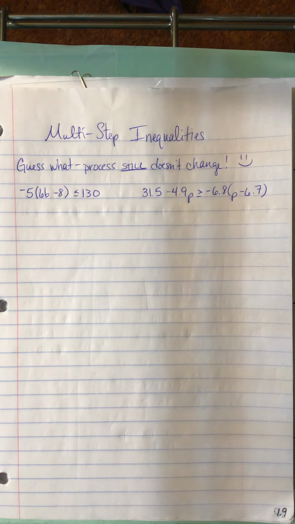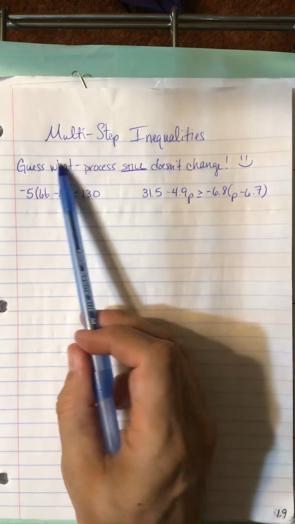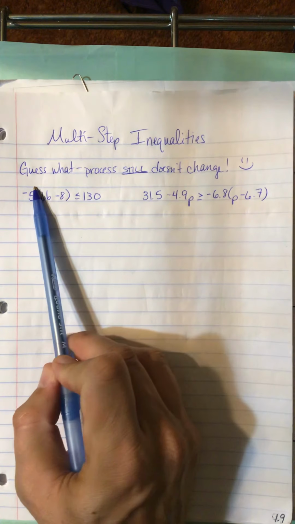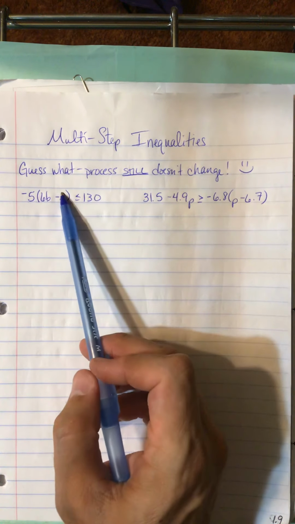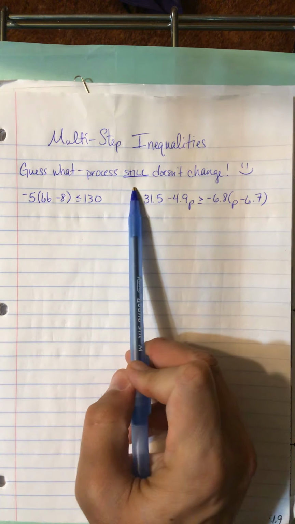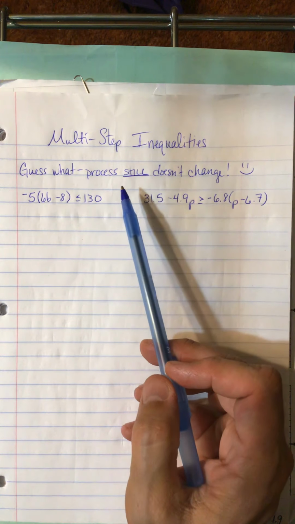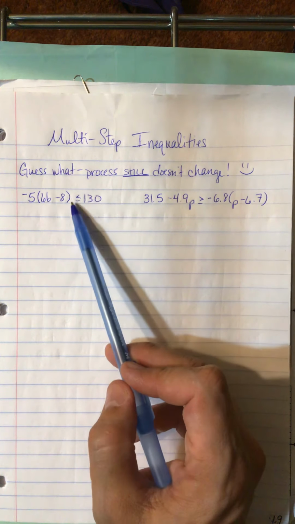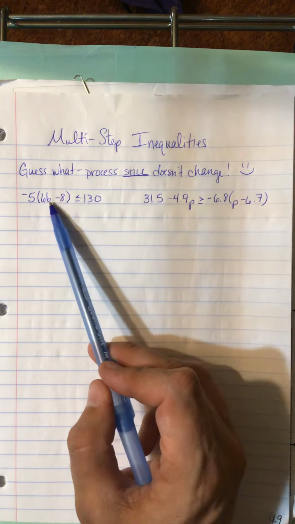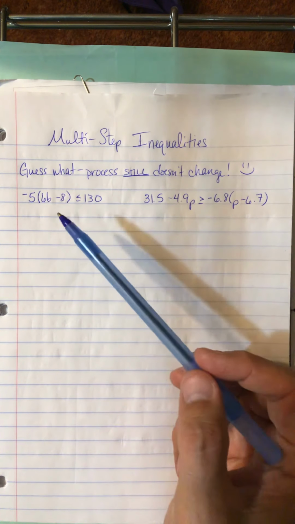All right, we are back with some more inequalities. Today we're going to look at multi-step inequalities, and guess what? Just like our one-step and two-step inequalities, our process still will not change. We're still going to solve it just like we would an equation. We do need to make sure we're paying attention to multiplying or dividing by a negative number so we know if we need to flip or not.